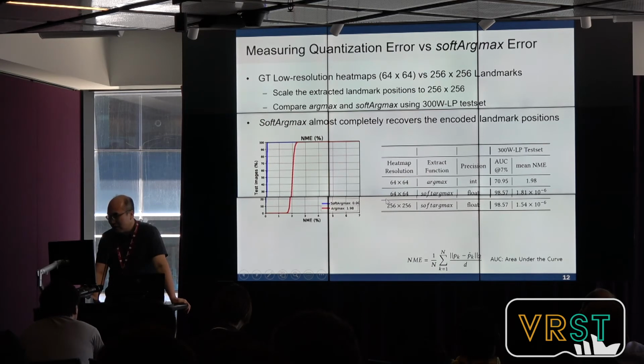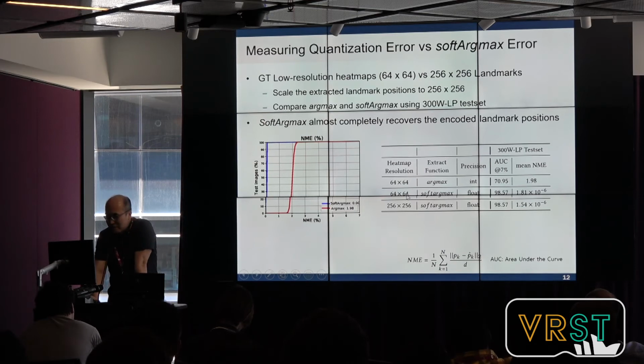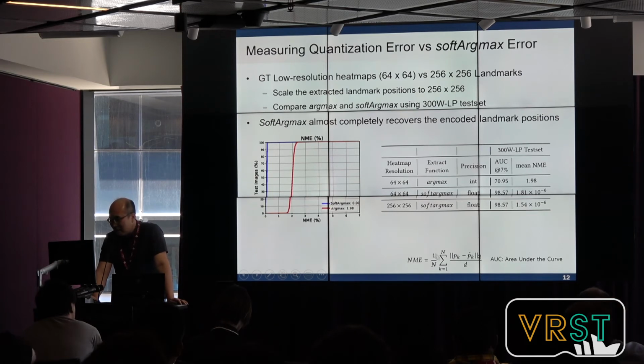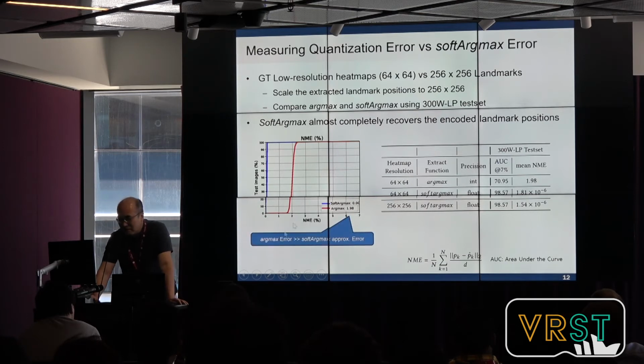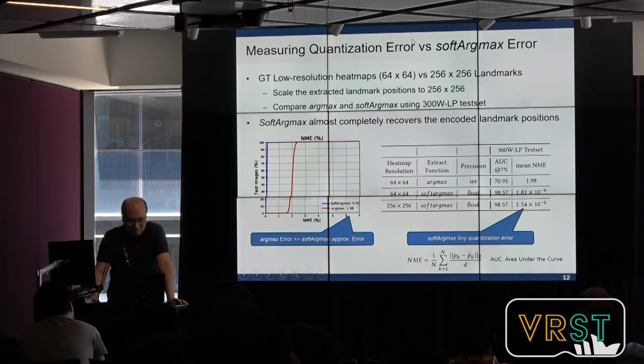Also, this row shows that the error of the low resolution heat map is very small compared to the larger resolution heat map if we use soft argmax. You can compare these two values. They are almost the same. I will define this error metric more clearly later, but simply, NME is the difference between the ground truth and estimated landmark location, and AUC is the area under the curve. Here you see that the argmax error is much larger than the soft argmax error, and you also see that this value is similar.